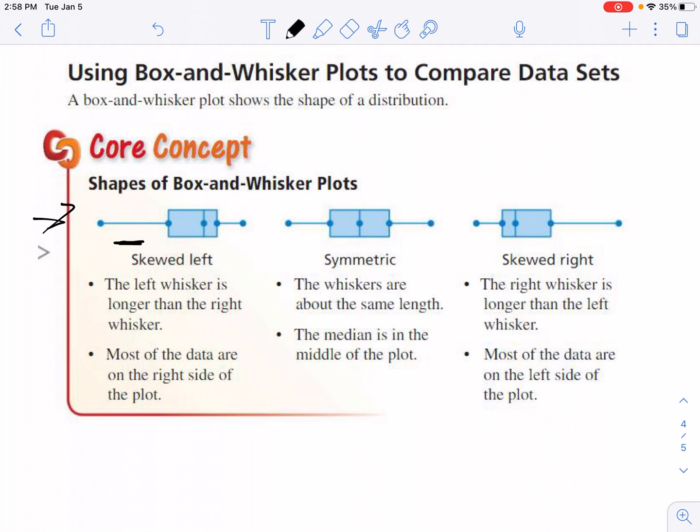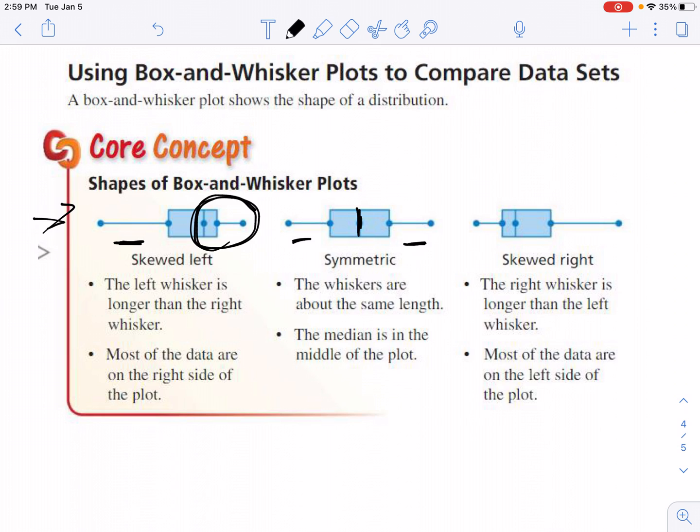So that means most of our data is concentrated right in here on the right side of the plot. If it looks more symmetric, in other words the left whisker and the right whisker look about the same length, then the median should be pretty much in the middle of the plot. If it's exactly symmetric, it would be exactly in the middle, but since everything doesn't always turn out nice, in general, if it looks pretty symmetric, the median should be pretty much in the middle of the plot.